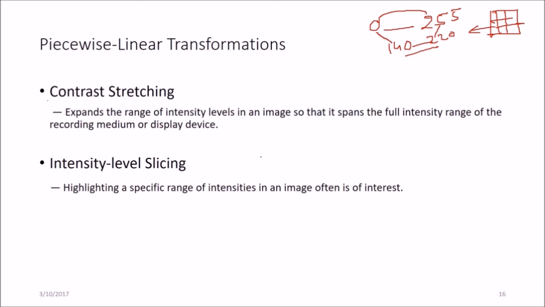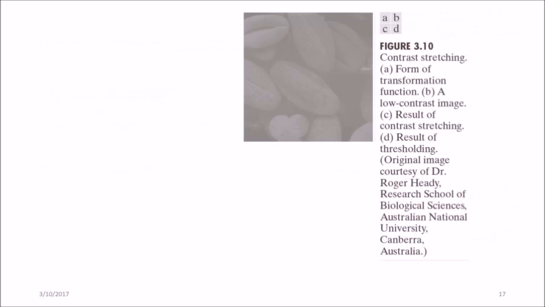What about intensity level slicing? We highlight a specific range of intensities in an image which is of our interest. Say for example, our values are from 80 to 220. Now we are aware that our area of concern lies from 140 to 160. These are the DN values, digital numbers. We will only enhance or highlight the values which are between 140 and 160. This is intensity level slicing.